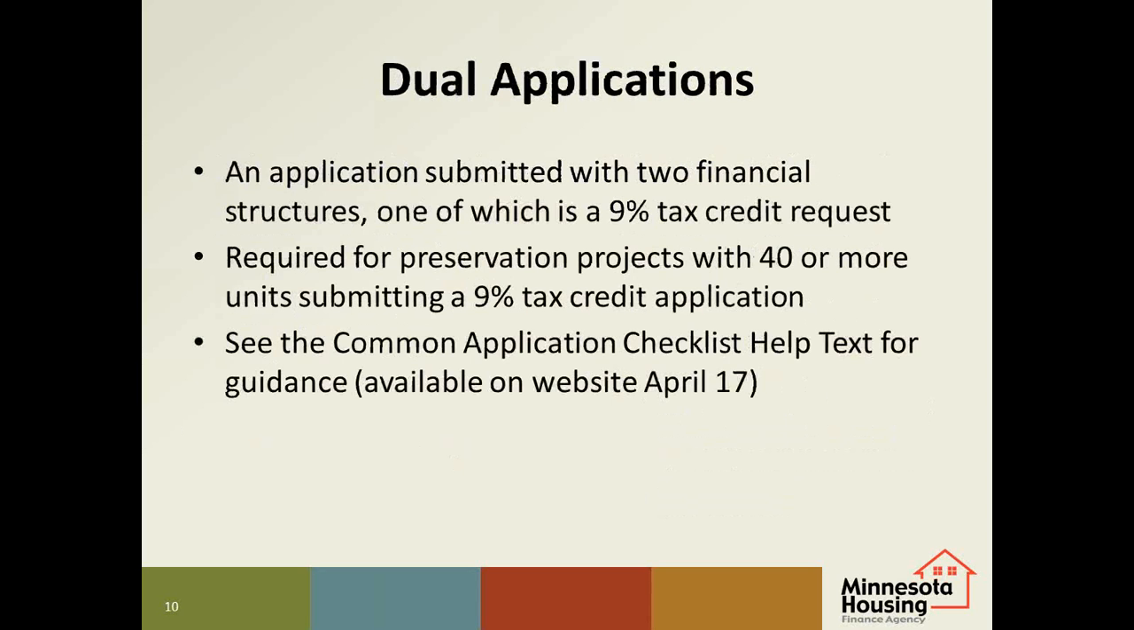A dual application is an application submitted with two financial structures and corresponding funding requests. One of those structures includes 9% tax credits. A dual application is required for any project with 40 or more units that is seeking preservation points for a 9% tax credit application. Please refer to the Common Application Checklist help text, which was released April 17th.